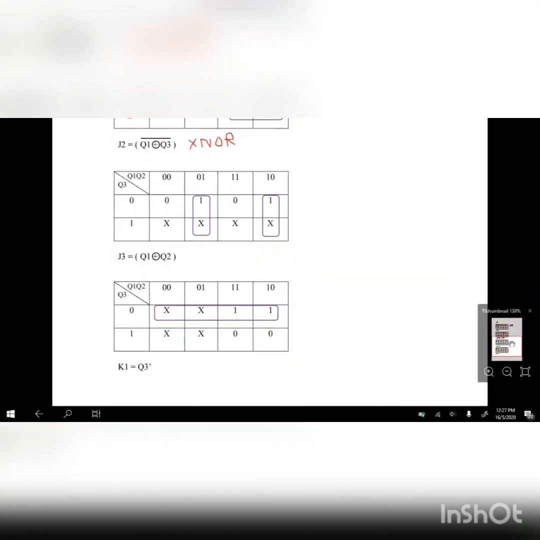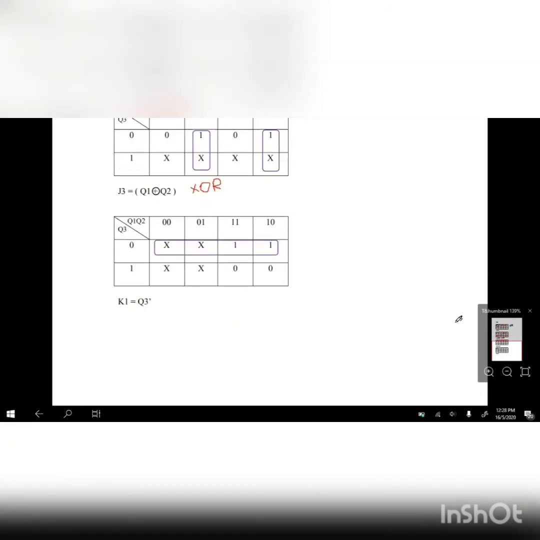This is known as the XOR gate. There is a difference between the XNOR and XOR gate. The XNOR gate has a bar here, and the XOR gate has no bar. Please take note of that. According to this K-map, I have built all the equations from J1 until K3.